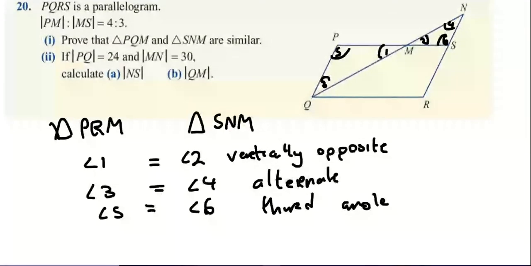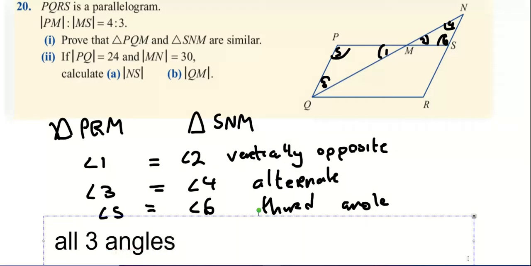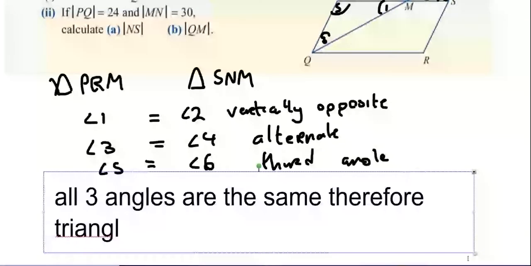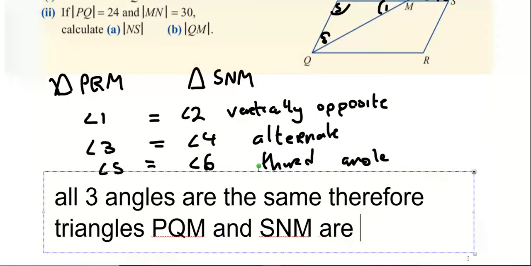Okay, if you're doing this officially, what would you say down the very bottom? All three angles are the same. Therefore, triangles PQM and SNM are similar. Everybody all right so far?